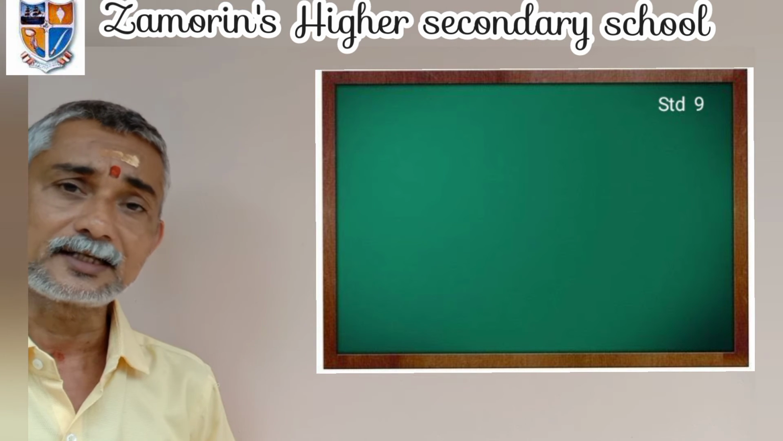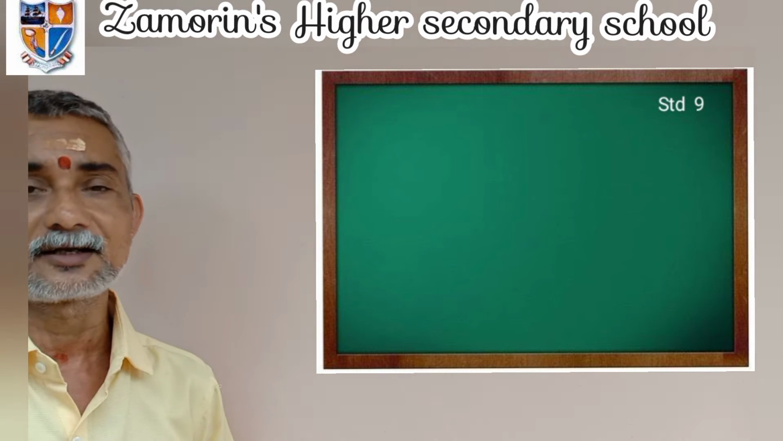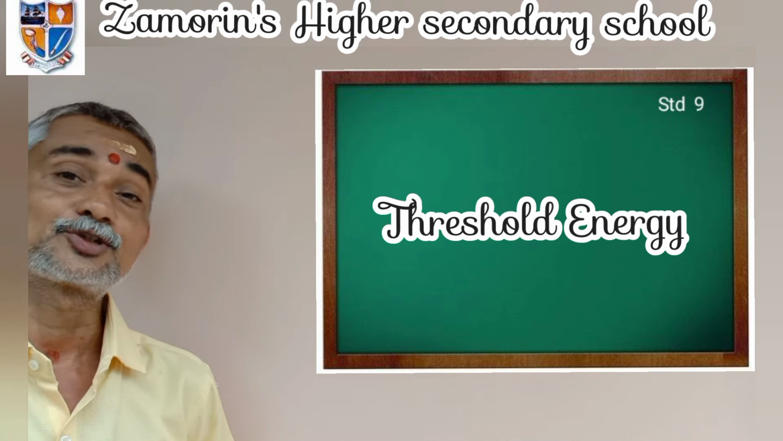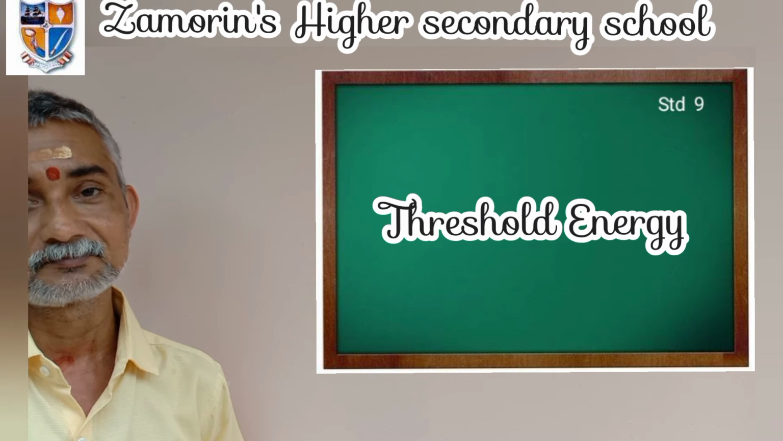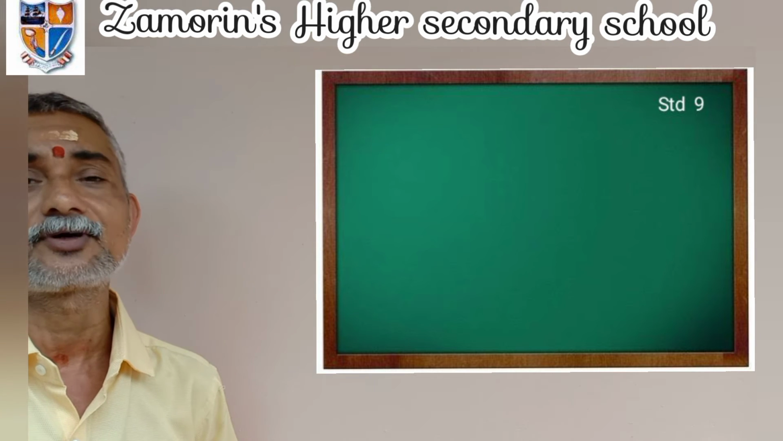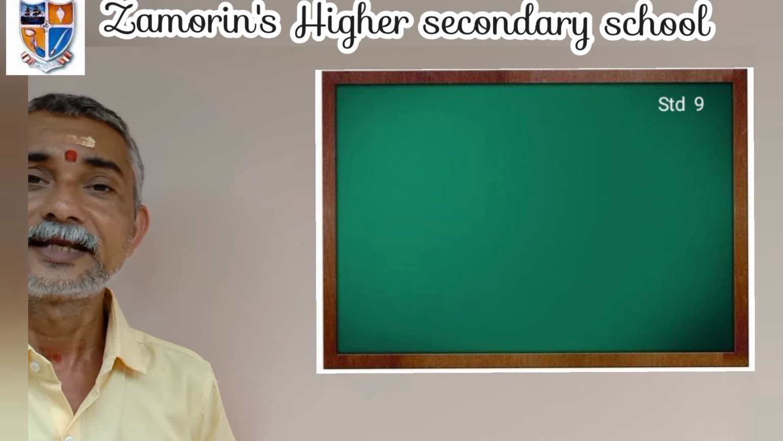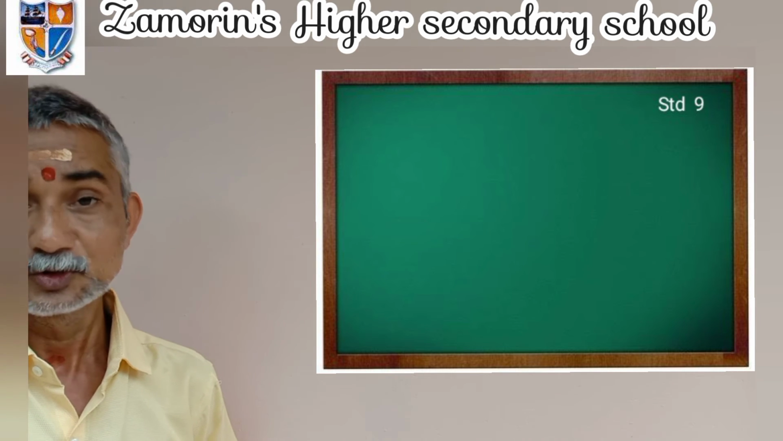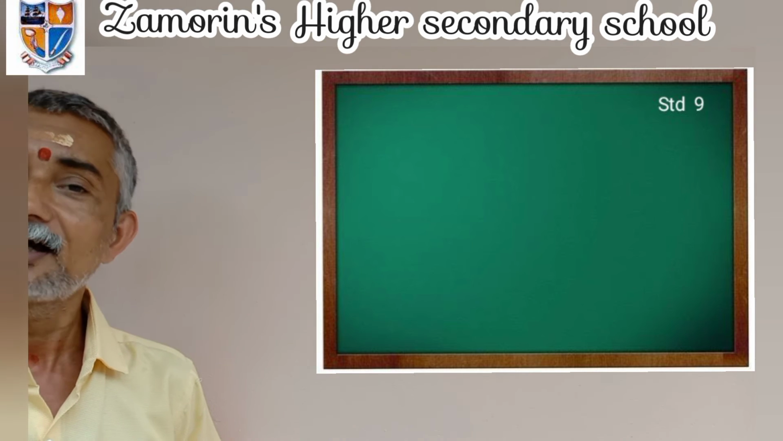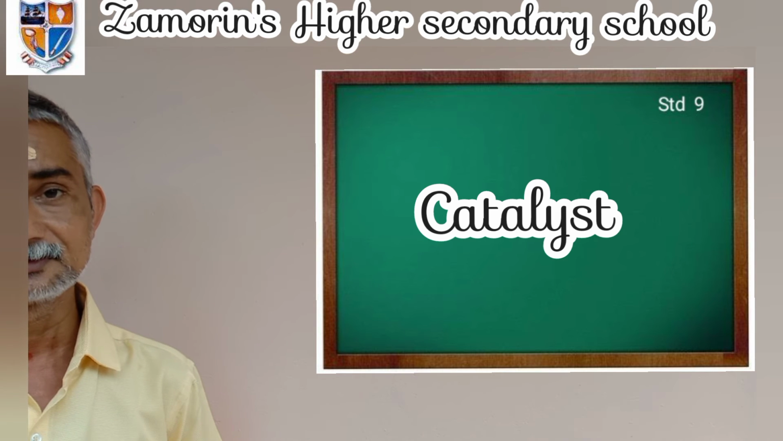That is, each particle has a minimum energy to take part in chemical reaction. This minimum energy is called threshold energy. So after getting the threshold energy, they will move fast and collide with each other and take part in the chemical reaction. So temperature increases the speed of chemical reaction. The last factor is catalyst.